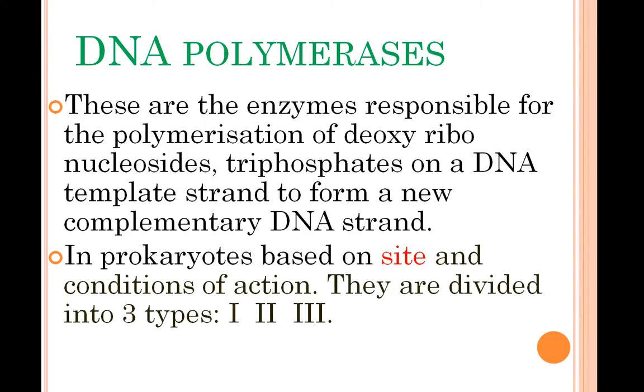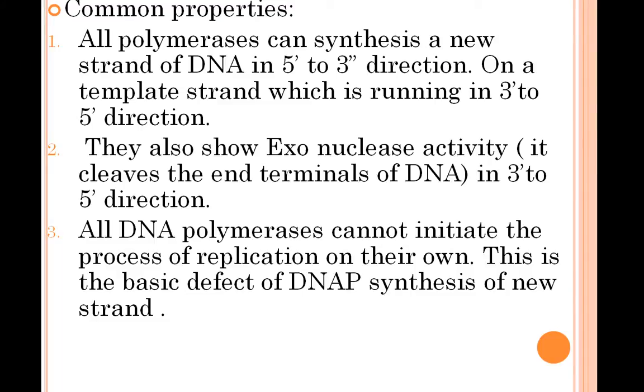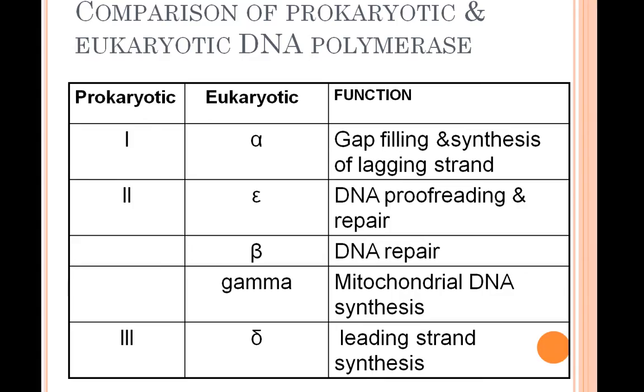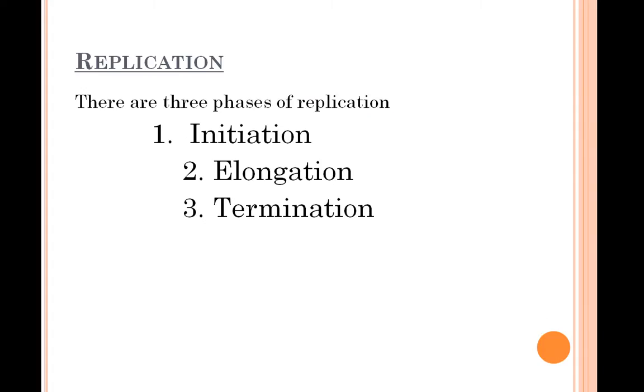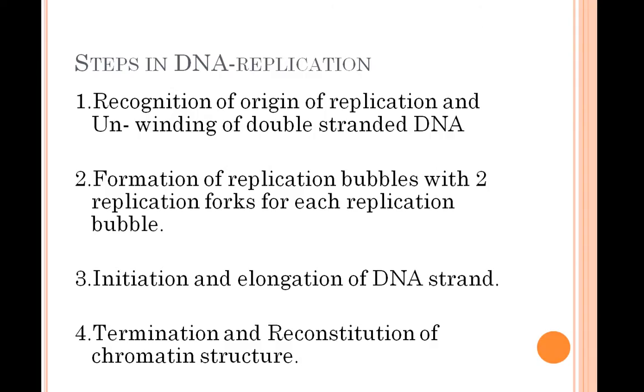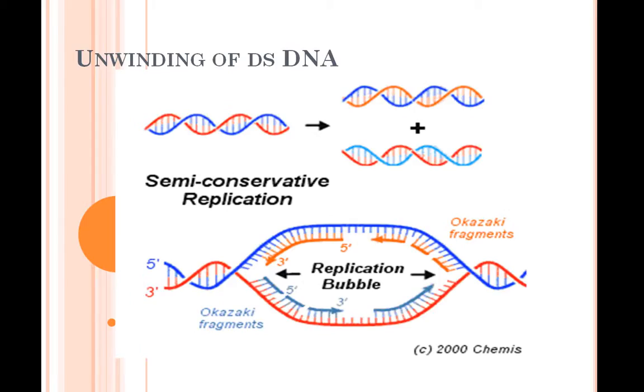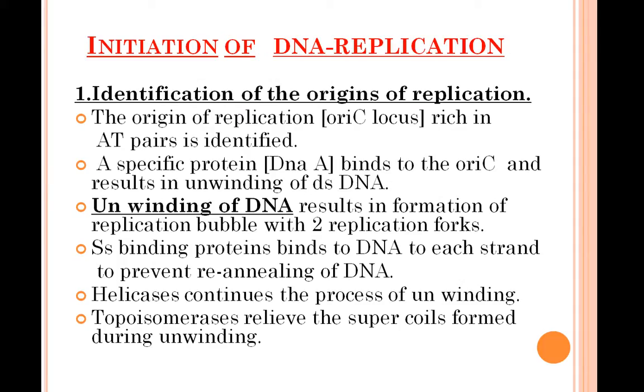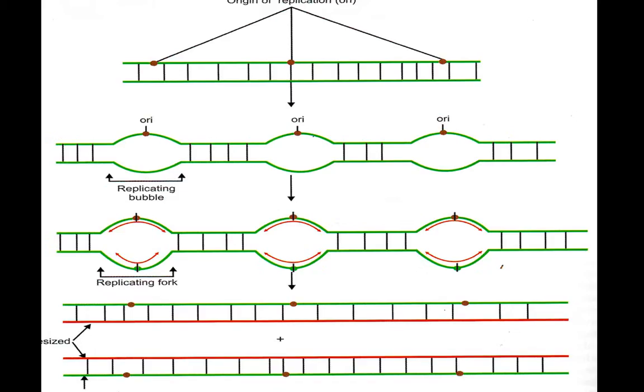DNA polymerase 1, 2, and 3 are the DNA polymerases. The function of DNA polymerase is synthesis in the 5 prime to 3 prime direction. The replication mechanism has three steps: initiation, elongation, and termination. Initiation is unwinding, requiring helicase and gyrase, and it forms the DNA bubble.